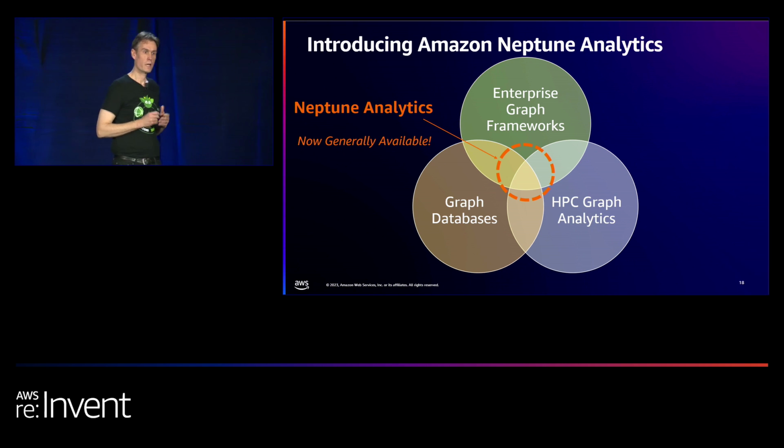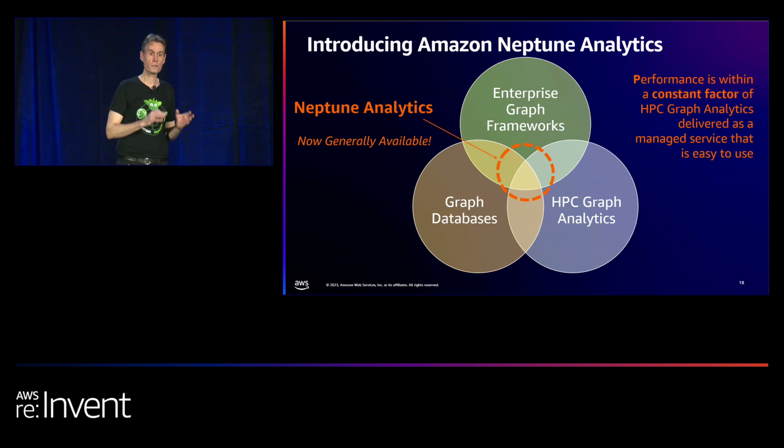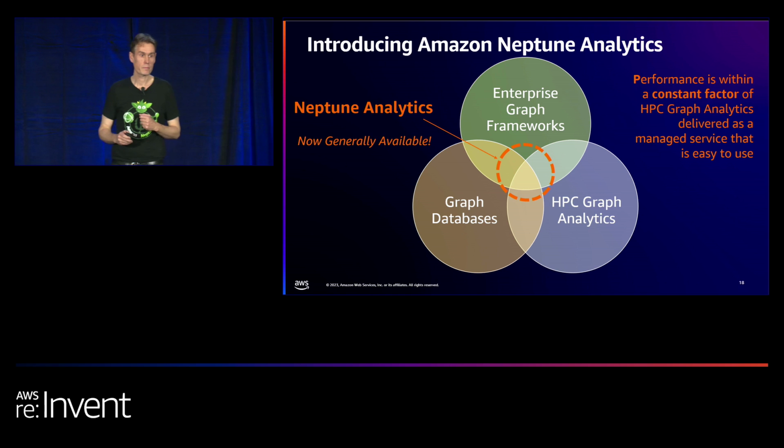So I'm very proud to introduce Amazon Neptune Analytics, which is now generally available. Amazon Neptune Analytics uses high-performance computing techniques as a managed service to try and provide you high-performance graph processing within a constant factor of what you can get from a purpose-built HPC solution, with the usability that you get from a managed service with high-level graph query languages and APIs.